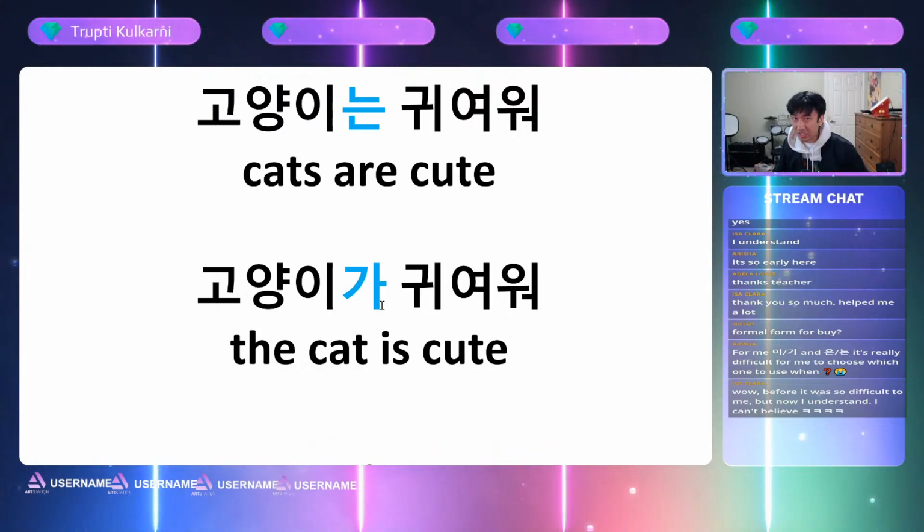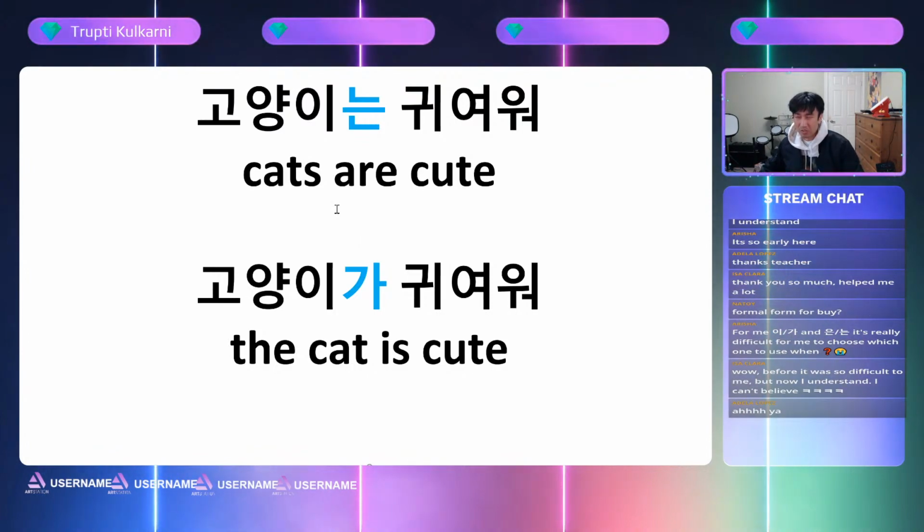If you just say 는, it just means all cats in general are cute. Every single cat. In English, we mark this with an S. That's like in general, right? Cats are cute. But what if you want to say a specific cat? Then it's 고양이가 귀여워. The cat is cute. This cat is cute. That's what it means. So let me show you a different example.